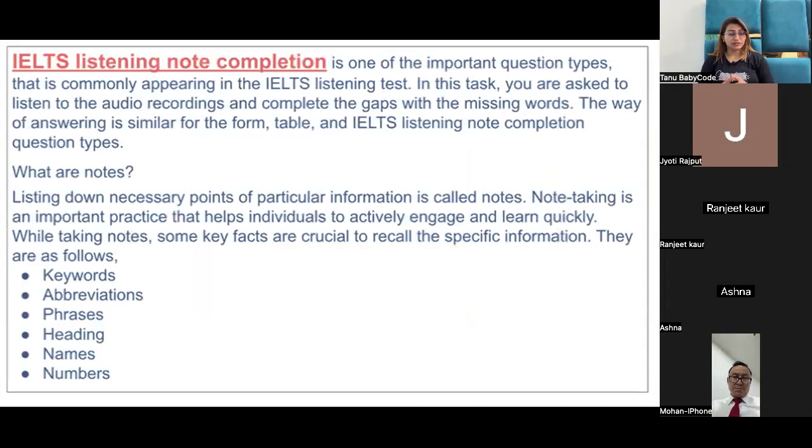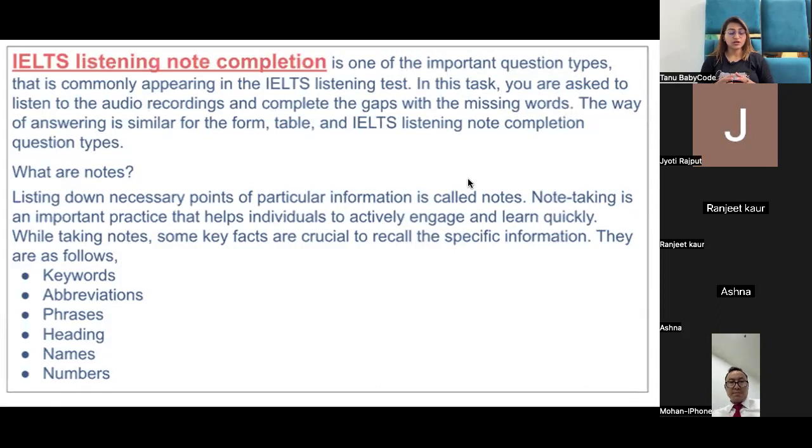Listening note completion questions are those questions which commonly appear in the test, and you are asked to listen to the audio recordings and you have to complete the gaps with the missing words. They will be in the form of notes. The way of answering is similar to how you sort out your questions for form completion and table completion. So this listening note completion is also the same.